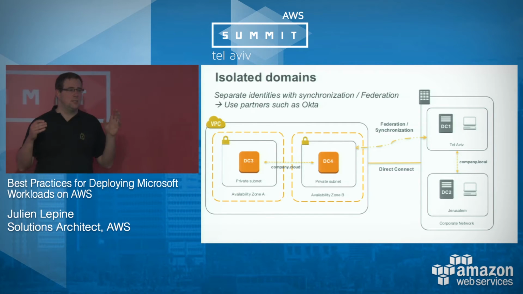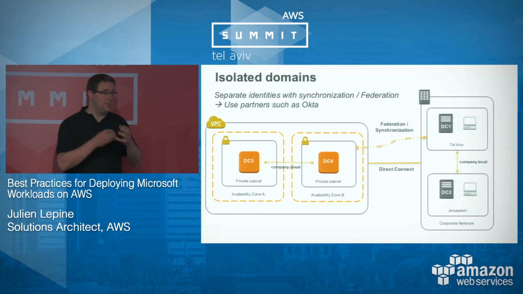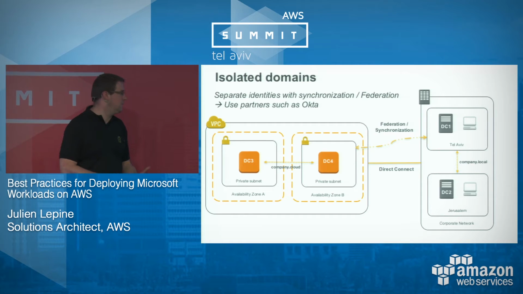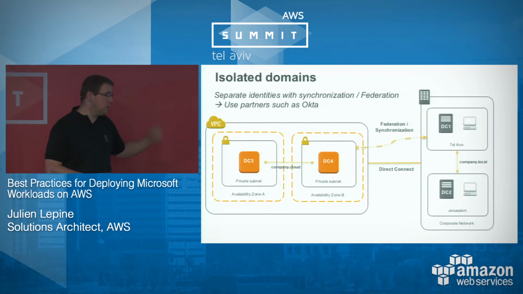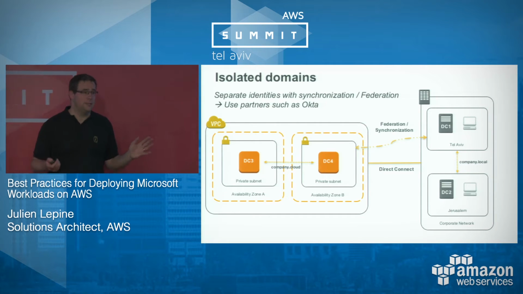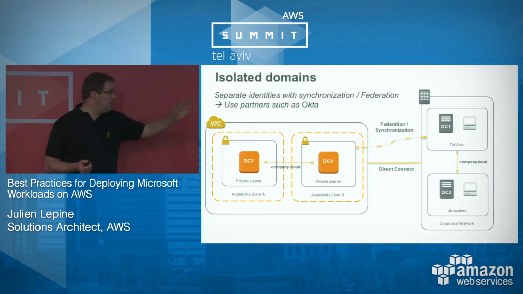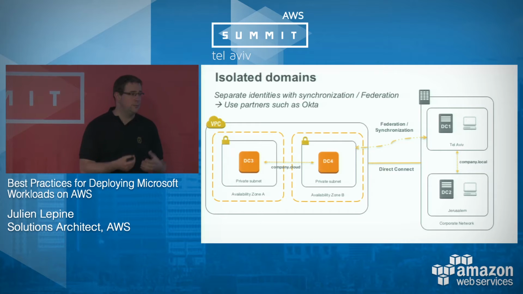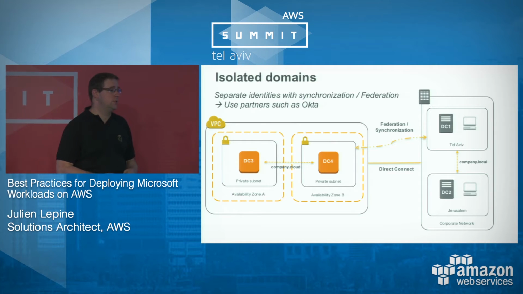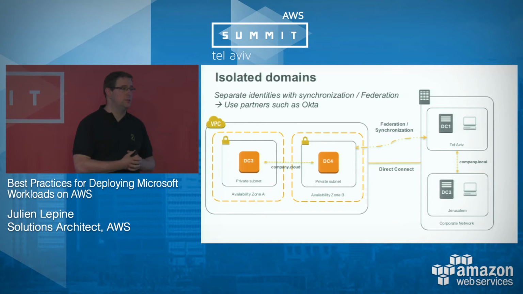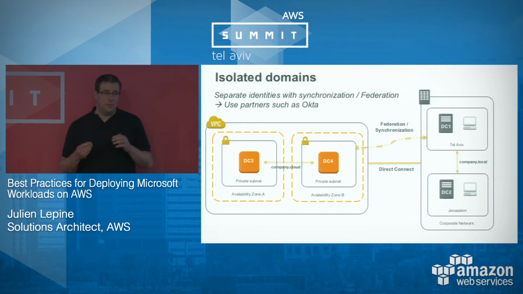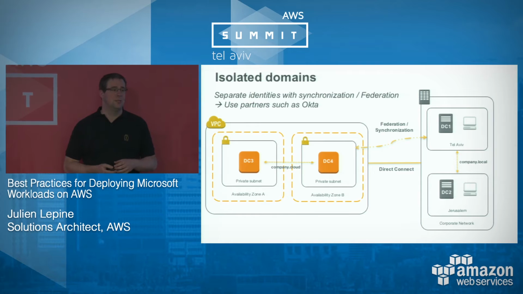Multi-AZ is something that is really key when you deploy an Active Directory, because as it's the identity of your users, you want that service to be highly available. So you're going to create a fully isolated domain on AWS. company.local is my local identity provider, and on AWS I'm going to create a new company.cloud identity space based on Active Directory, where I'm going to create all the users that have access to my application.